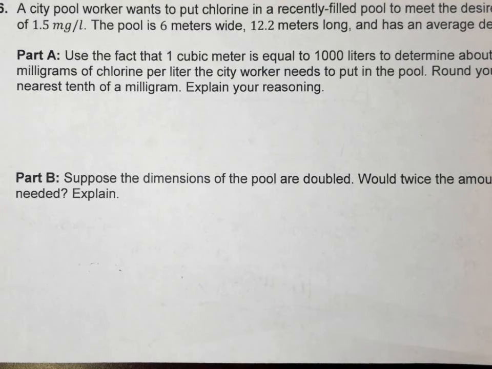Number 5 should have been easy for everybody. Number 6. A city pool worker wants to put chlorine in a recently filled pool to meet the desired chlorine density of 1.5 milligrams per liter. The pool is 6 meters wide, 12.2 meters long, and has an average depth of 2.4 meters. Use the fact that 1 cubic meter, this is part A. I'm going to read it separately.